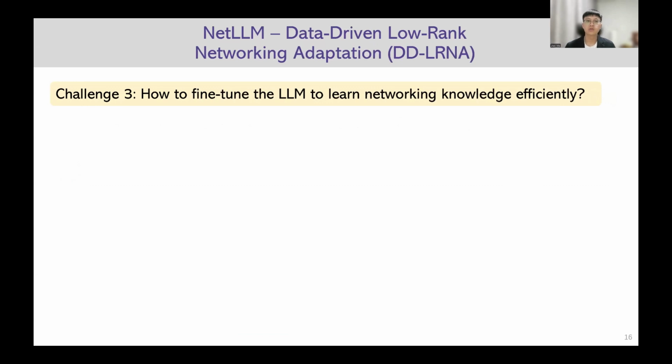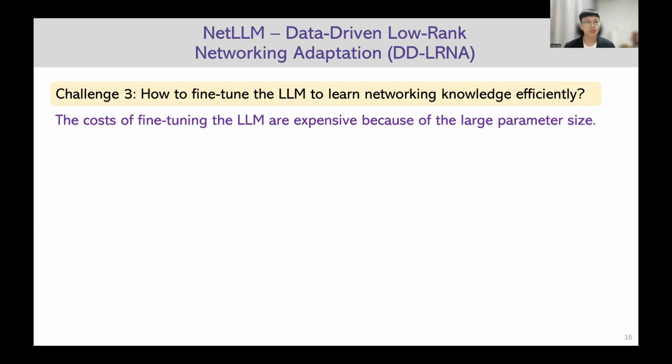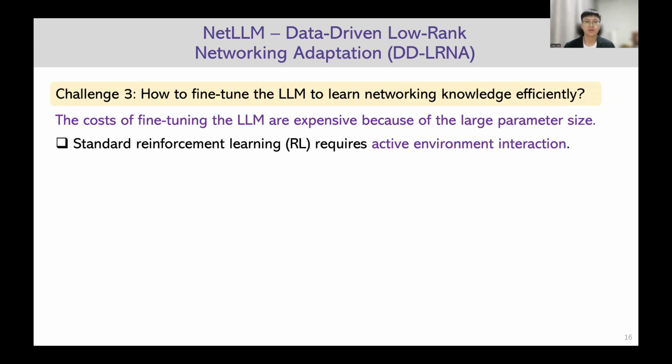And the final challenge is how to fine-tune the LLM to learn networking knowledge efficiently. Well, unfortunately, the cost of fine-tuning the LLM is expensive because of the large parameter size. And the reasons are twofold. First, well, we know that reinforcement learning is widely used in networking. However, it requires the active interaction between the environment and the LLM to collect experience datasets for training.